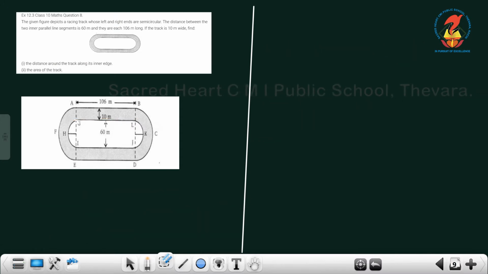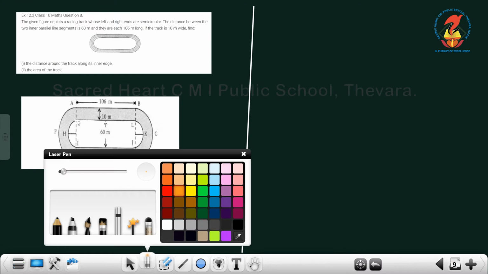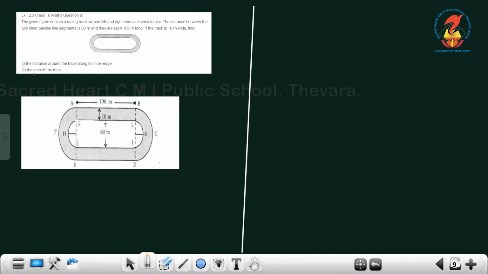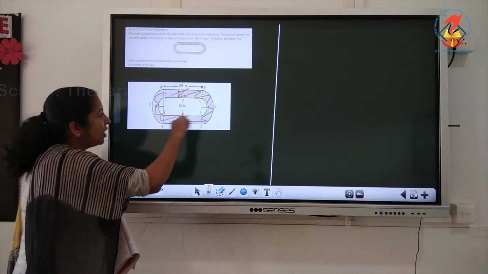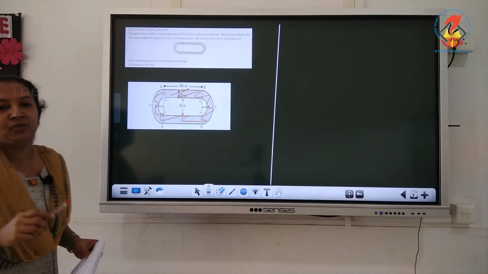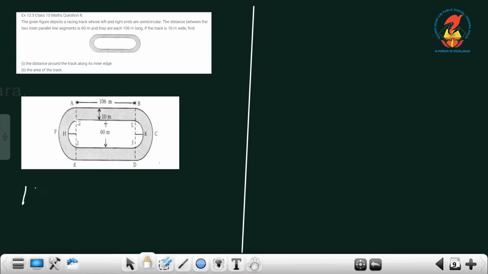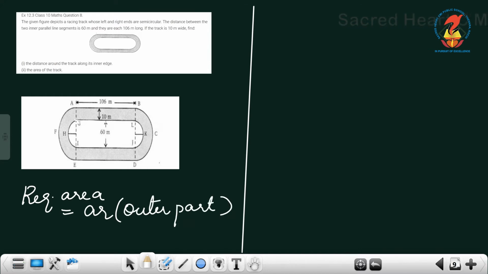What is given next? Find the area of the track. Area of the track means we have to find this area. That clearly means area of the outer one minus area of the inner one. So, required area is equal to area of the outer part minus area of the inner part.